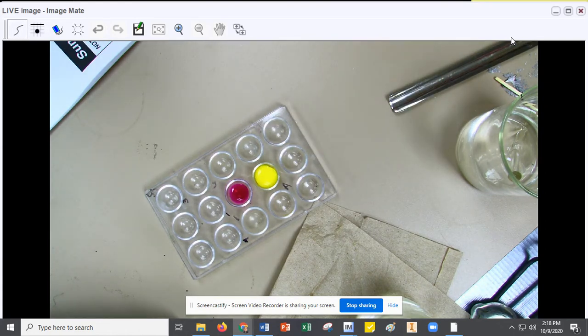So make your decision. Is that a chemical change? Is that a physical change? And then explain your reasoning for your decision.